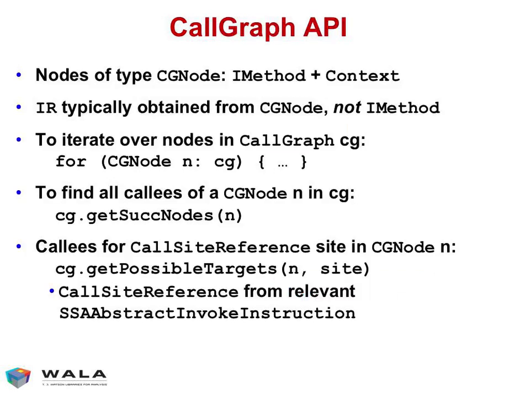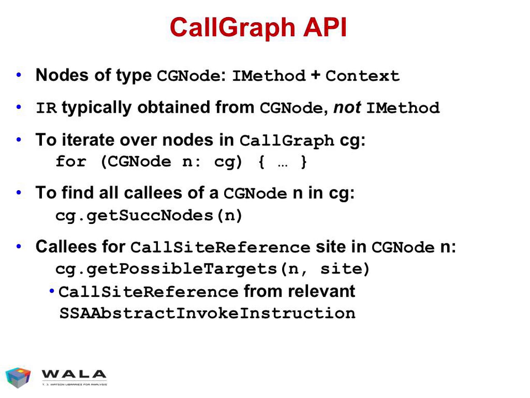So in a bit more detail on these APIs, in our call graph, the nodes are of this type CGNode. And you can think of this as a pair consisting of an IMethod, which is a representation of the method itself, and also a context, which can vary based on the context sensitivity policy. So essentially, if you have a context-sensitive analysis, you'll get cloned copies of a method where the IMethod will be the same, but the context differs.